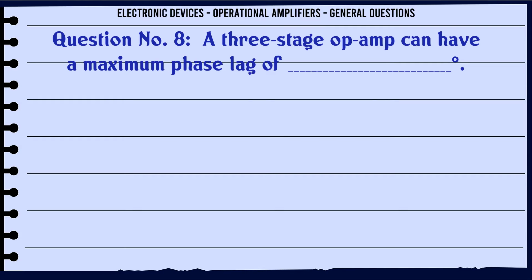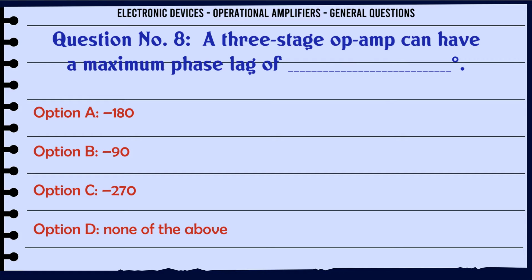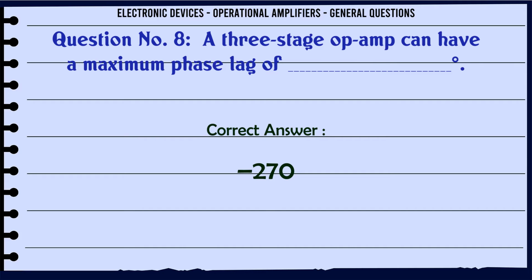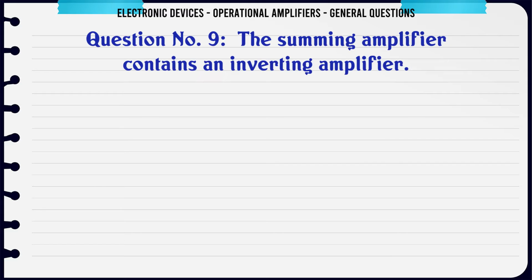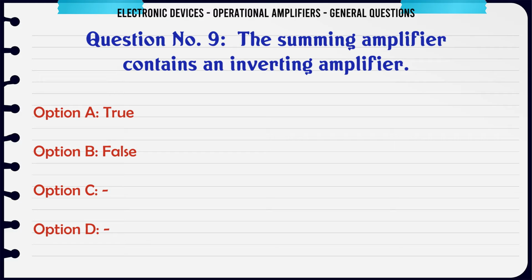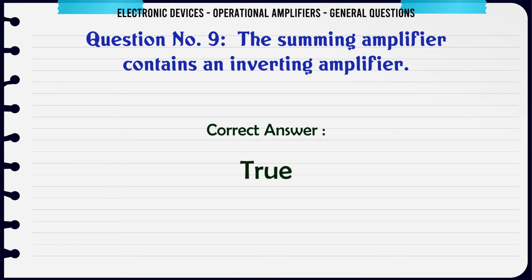A 3-stage op-amp can have a maximum phase lag of: A. 180. B. 90. C. 270. D. None of the above. The correct answer is 270. The summing amplifier contains an inverting amplifier. A. True. B. False. The correct answer is true.